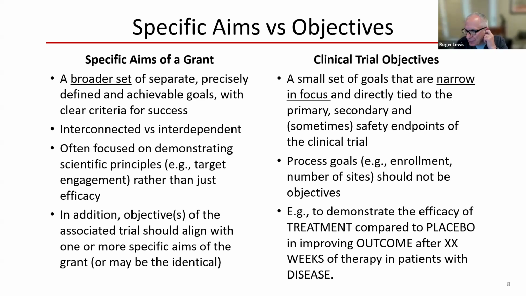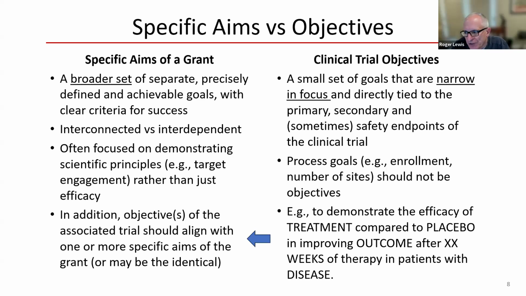So the last bullet here is just a mock-up of a clinical trial objective: to demonstrate the efficacy of the treatment compared to placebo on an outcome after a specific period of time in patients with some disease. Okay, so that could be an objective. That could be the primary objective of a trial. That objective should be related very closely or mapped to at least one of the specific aims of the grant seeking support for that trial.